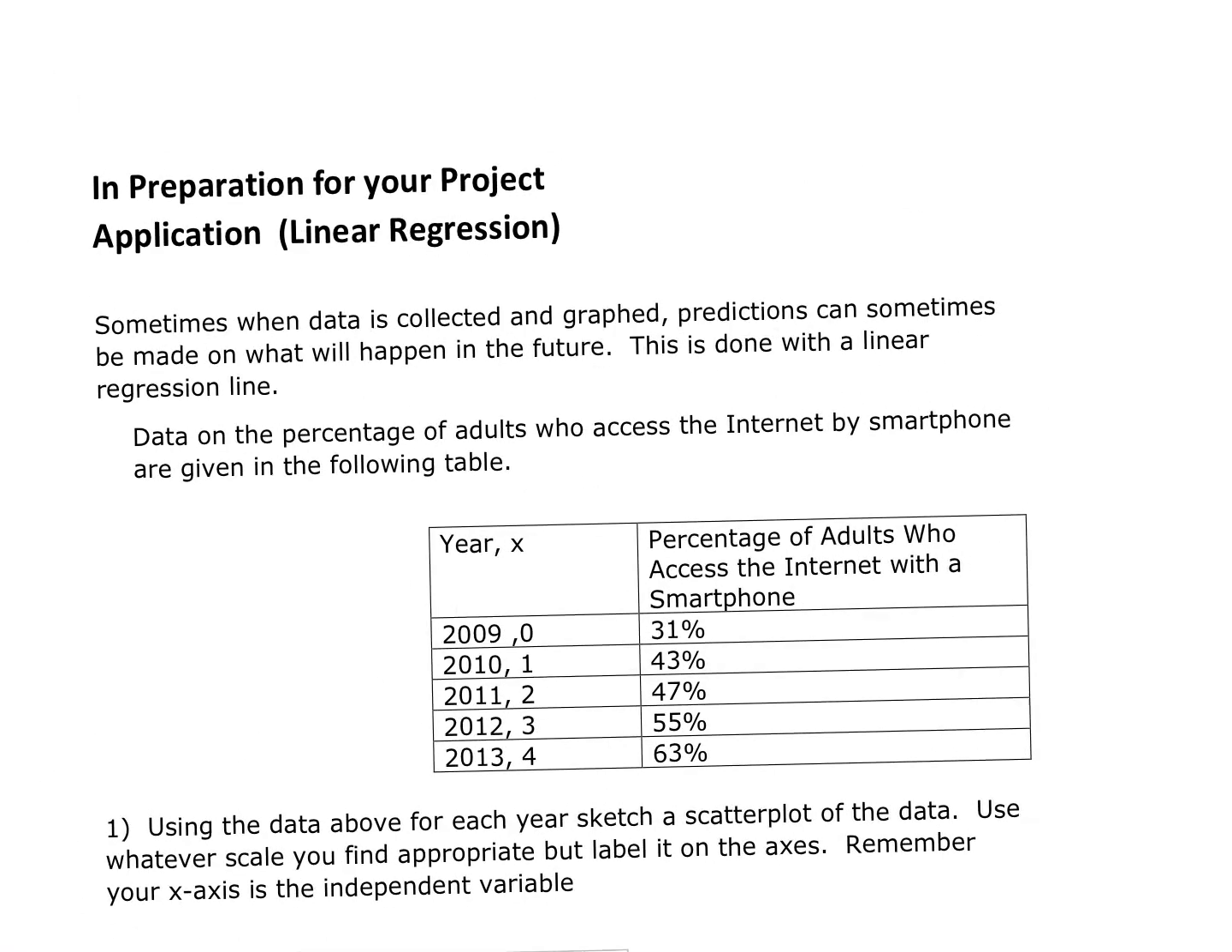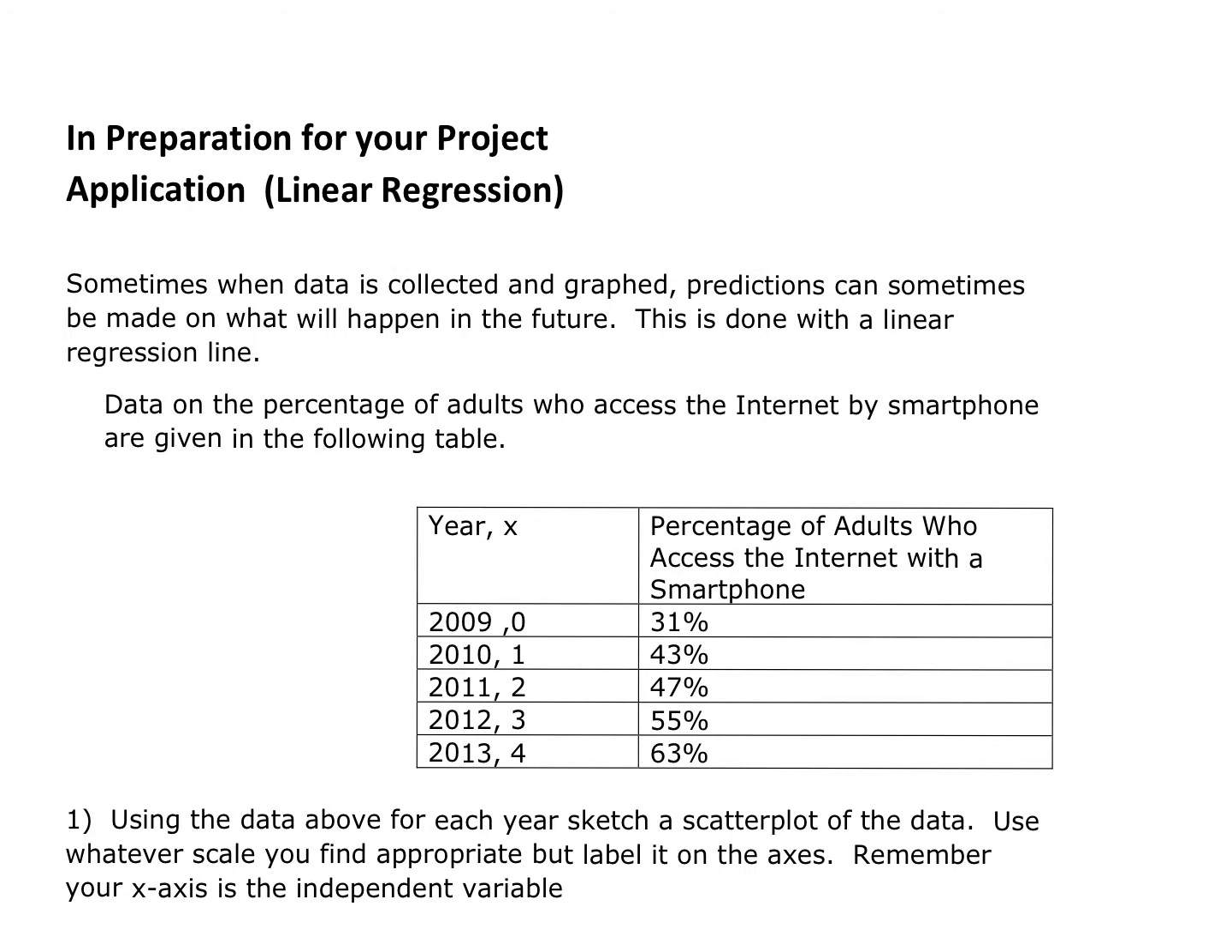To start, we want to take a look at a set of data. In this particular case, we have the percentage of adults who access the internet by smartphone in the years 2009 to 2013. One of the things that we often do is instead of using large numbers like 2009, we set a starting year. In this case, we've set our starting year as 2009. So our X value is actually the years since 2009.